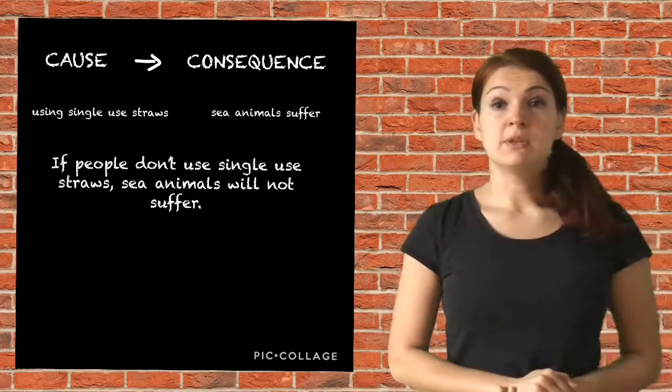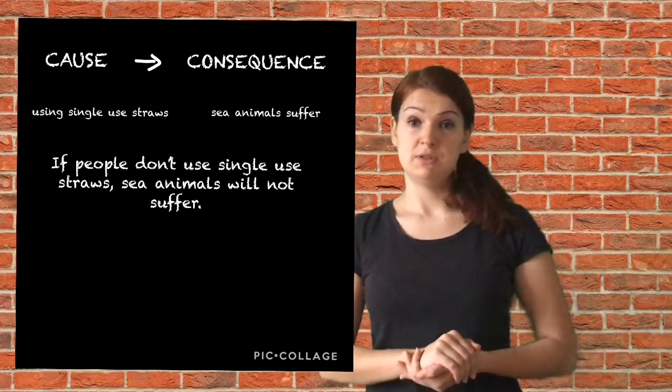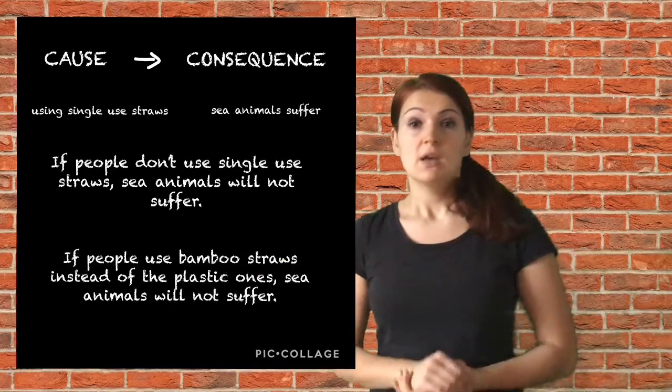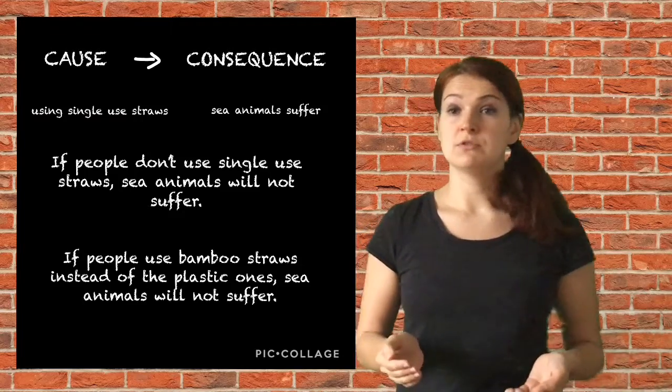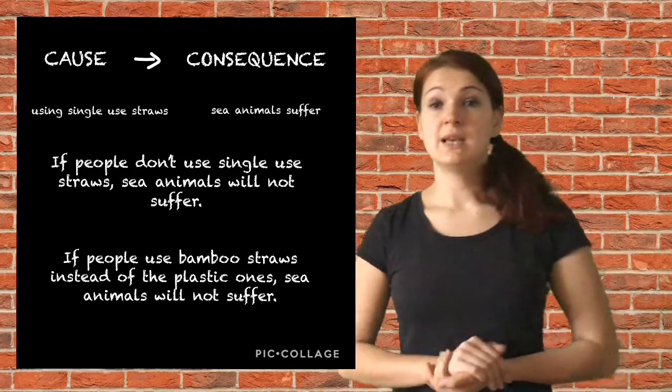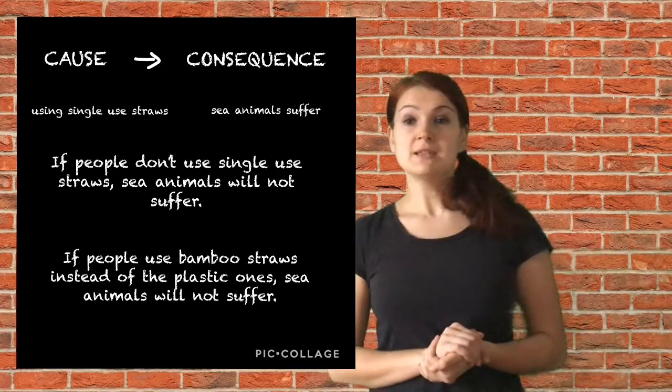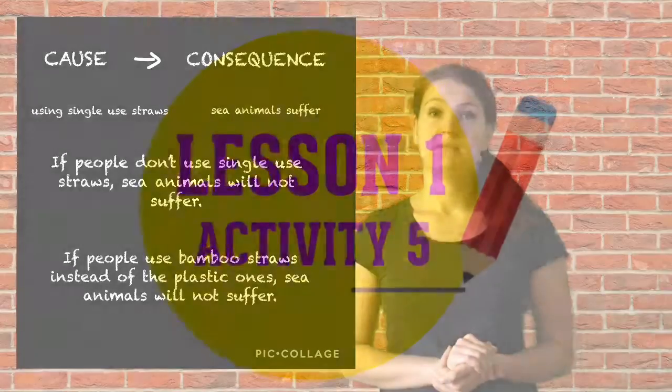The second step will be conversion into a positive judgment. It means they have to suggest a solution. For example, if people use bamboo straws instead of the plastic ones, sea animals will not suffer. Then elicit more judgments like this based on the ideas on the board.